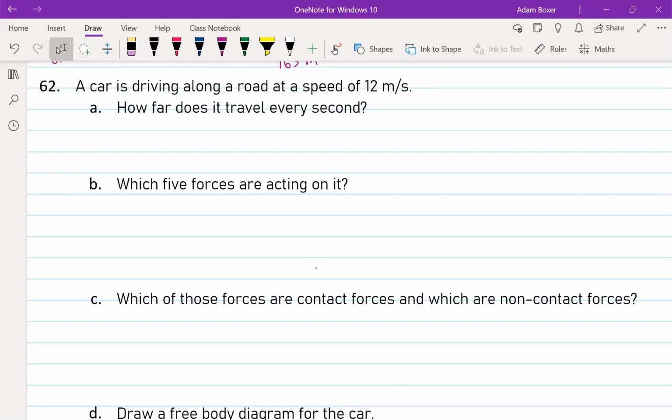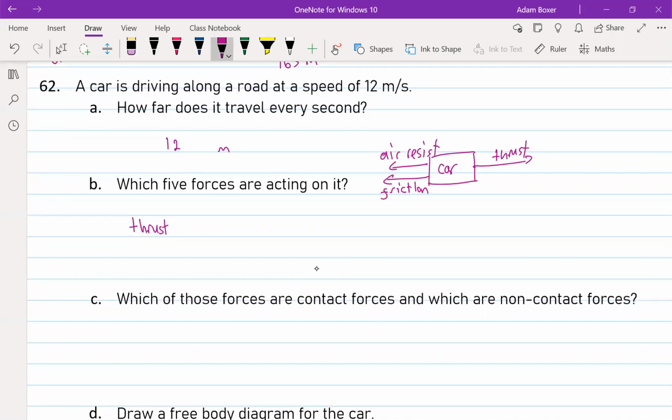So a car is driving along a road at a speed of 12 meters per second. How far does it travel every second? That would be 12 meters. Which 5 forces are acting on it? Okay, so we've got thrust. Well, let's draw it out. Yeah, this is our car. It's going forwards. That's thrust, isn't it? Now it's also got 2 forces this way. Friction, which is with the road, and air resistance.